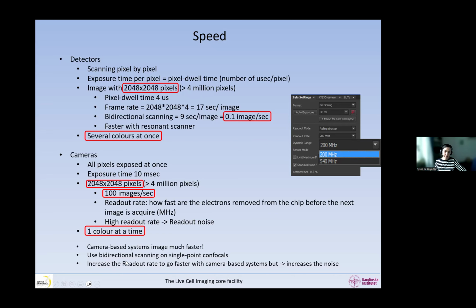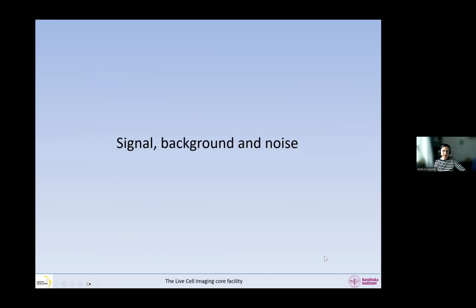And on camera-based systems, if you increase the readout rate, you will go faster. But unfortunately, it increases the noise. So we will see this in the speed workshop. And now I'm going to stop this and ask you if you have any questions about this.